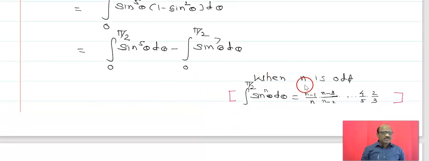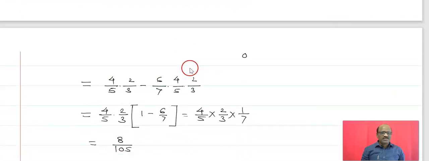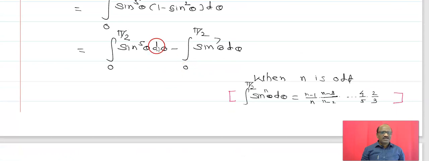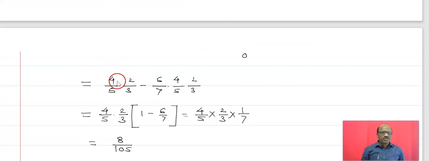Now when n is odd, you will have integrals of this form: n minus 1 upon n, n minus 3 upon n minus 2, and so on in this way, and the last factor is 2 by 3 when n is odd. Now here in both cases we have odd powers, that is 5 and 7, and therefore we can write the first as n minus 1. N minus 1 means what? 4 upon 5, then again reduced by 2: 4 minus 2 is 2, and again 5 minus 2 will be 3.